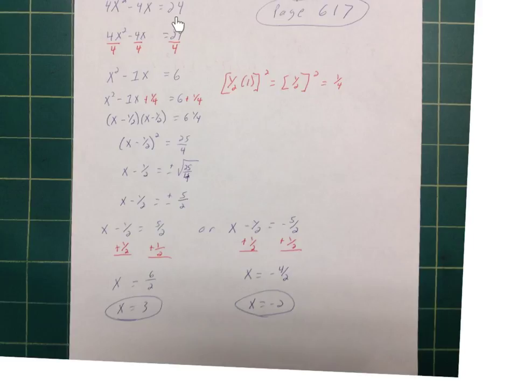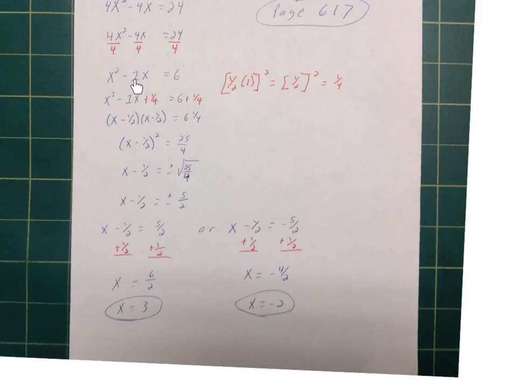One of the first steps is to get your variables on one side, constant on the other, which is done for us. The next step is to make the leading coefficient 1. Currently, the leading coefficient is a 4. To make it 1, we have to divide every term by 4. And so when I divide each term by 4, the coefficient of x becomes minus 1.